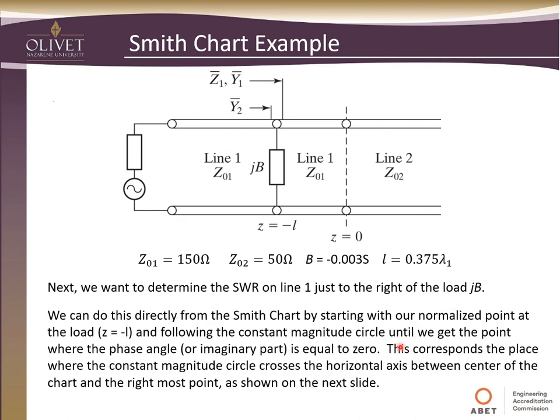So next we want to start thinking about standing wave ratio on line one, just to the right. Remember, standing wave ratio is going to give us an indication of how much reflection we have on our line, and reflection's bad, so we need to be aware of what's going on there. Well, we can do this directly from the Smith chart by starting with our normalized point at Z equal negative L, and following the constant magnitude circle until we get to the point where the phase angle, or the imaginary part, is zero. This corresponds to the place where we cross the horizontal axis. So let's look at that on the Smith chart.